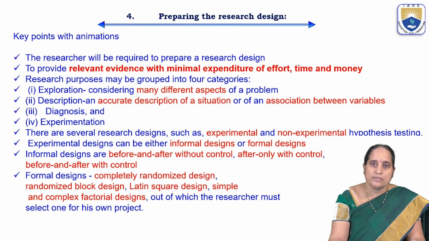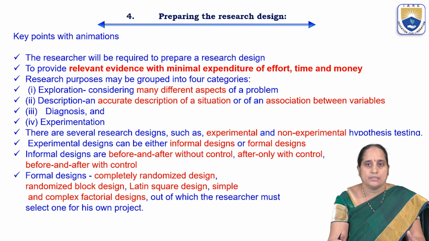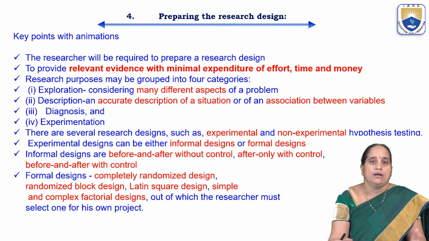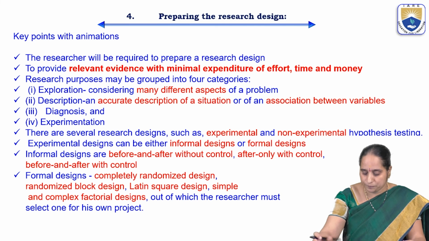Then coming to formal experimental research designs, again there are different types. CRD, completely randomized design. Then RBD, randomized block design. LSD, Latin square design, and simple and complex factorial designs. There are different types of research designs available. So it depends on the researcher, and that is related to his type of study. Basing on that, he will choose whichever research design is applicable to the present study.